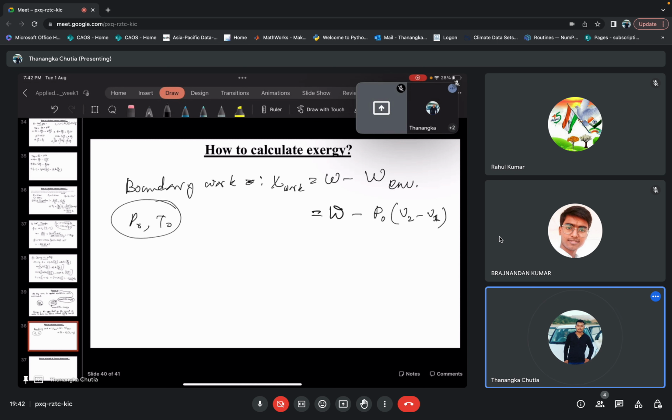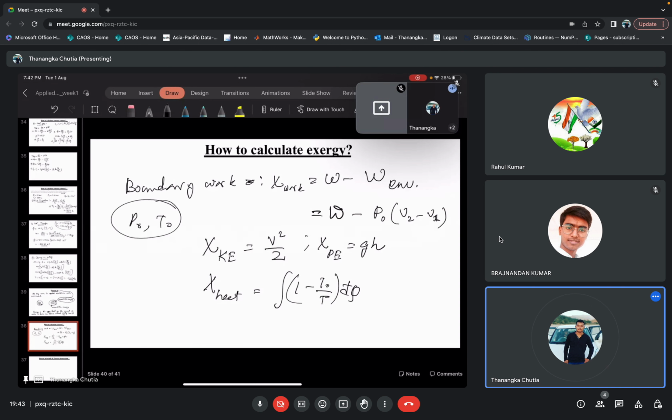Now similarly, exergy related to kinetic energy is nothing but V square by 2. Exergy related to potential energy is also nothing but g into h. But exergy related to heat is equal to the integral of 1 minus T0 by T dQ. Why? Because the environment temperature will come into the picture. So that environment temperature does not allow you to extract all the amount of heat into some desirable work. Because of that, the expression of the available heat energy is also changed.